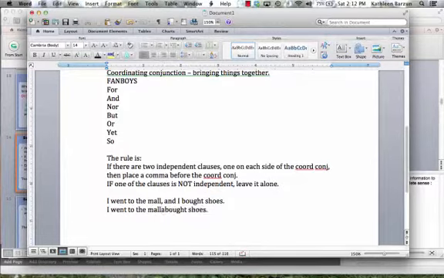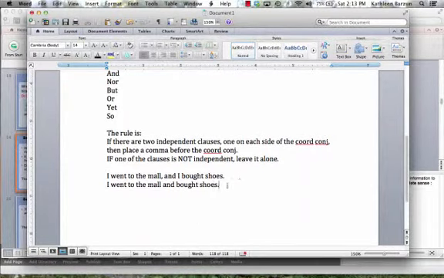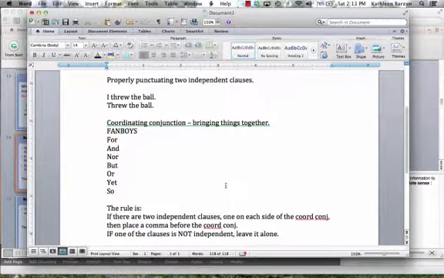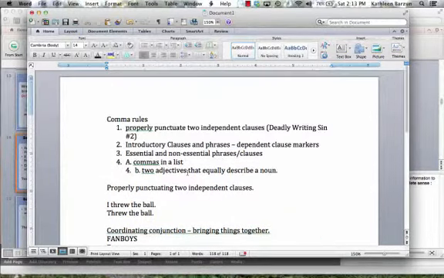So if I go back and I put my and back in, I went to the mall and bought shoes. You can see here that this does not satisfy the first rule. So then it says if one of the clauses is not independent, and there we have this, it cannot stand alone, then you leave the whole sentence alone. And that's the rule. It's very straightforward. The other ways to punctuate an independent clause has to do with semicolons, for which there is another video. So feel free to look at that video for semicolon use. But as pertains to independent clauses and punctuating them with coordinating conjunctions, there you have it.